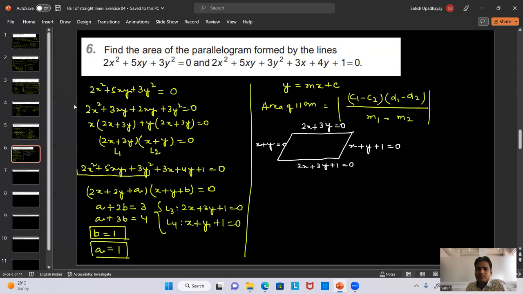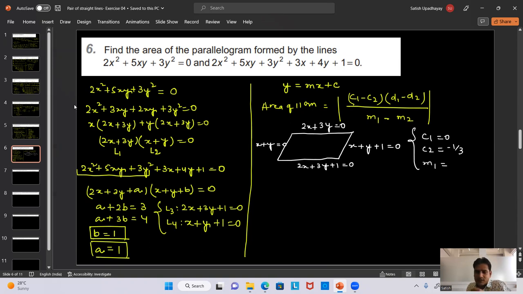What will be the value of C1 here? C1 is 0, right? And what will be the value of C2? So this will be the C2, right? So the value of C2 will be minus 1 upon 3. Minus 1 upon 3. And what will be the value of M1? M1 will be minus 3 by 2.